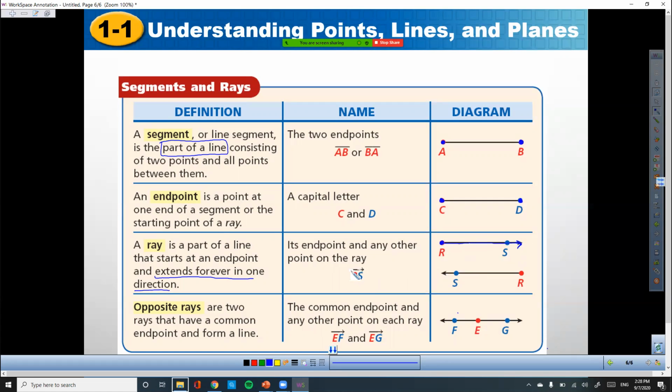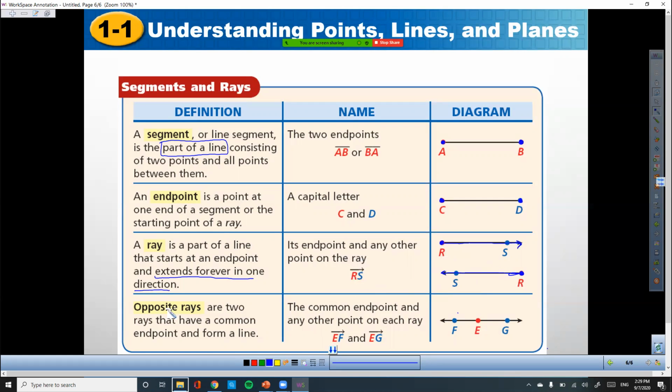And to name it, we always use a line with only one arrowhead pointing to the right, because this is telling me that we're starting at point R. This one's naming this as well. We're starting at point R and it's going in the direction of S. Even though we're going to the left here, we always put the arrowhead pointing to the right. So this right here is ray RS, where we start at R and we go in the direction of S. For a ray, the order is very important when you're naming it. The first letter has to be the endpoint, where we're starting.